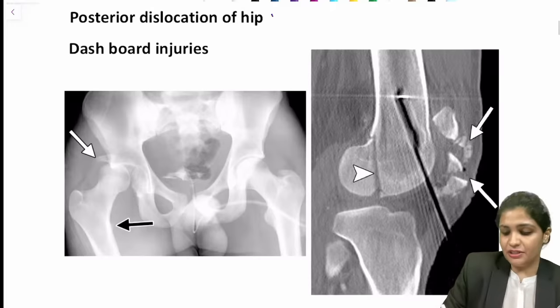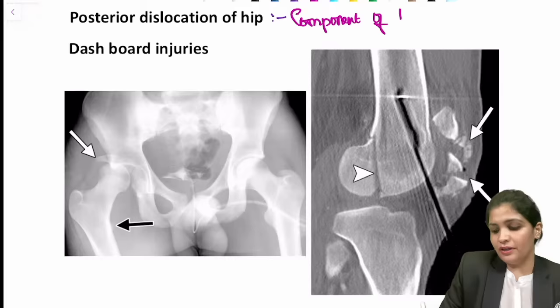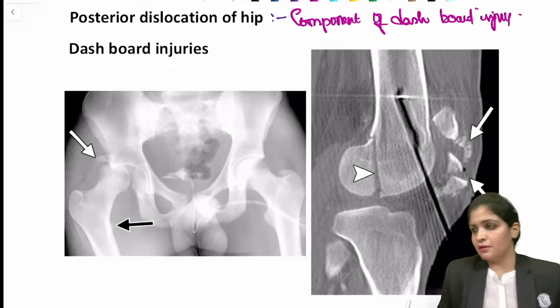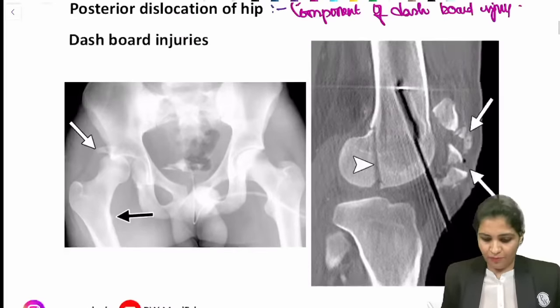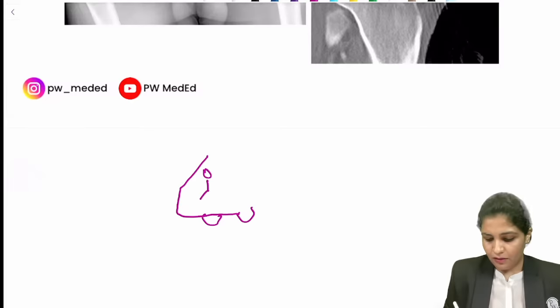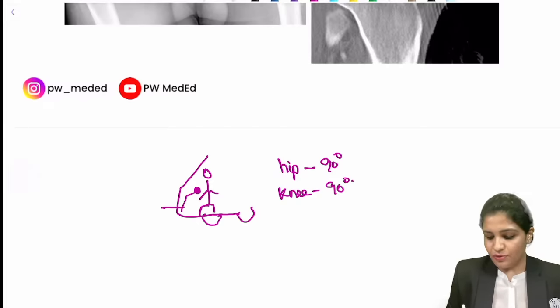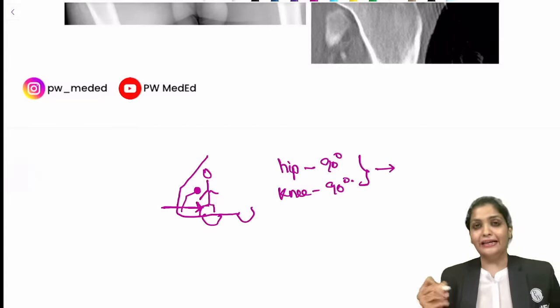So this hip dislocation is a component of a dashboard injury, right? So what is this dashboard injury? If a person is traveling in a car, and he's in the driver's seat with his hip in 90 degrees flexion and knee in 90 degrees flexion. So whenever there is an RTA, the force directly acts on his hip and knee joint, which are in this 90 degrees position.